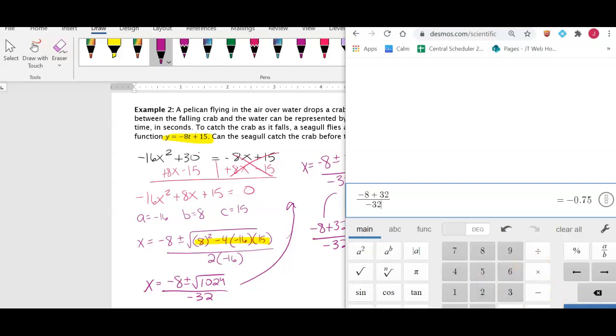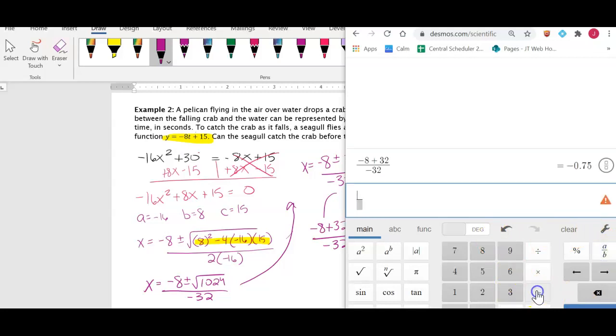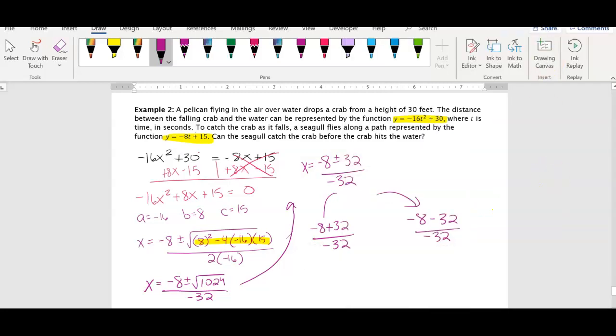I'm going to hit enter, and I'm going to put the next fraction in. Negative 8 minus 32 over negative 32. And I get 1.25. So I'm going to write those two numbers down, negative 0.75 and 1.25.